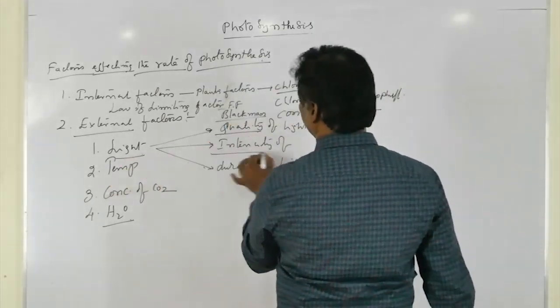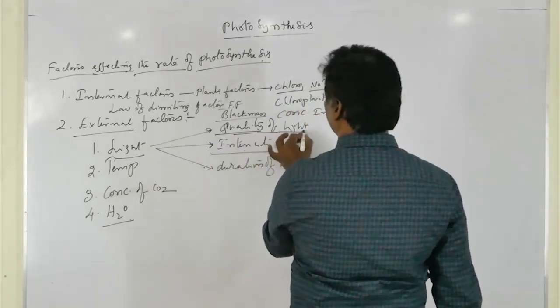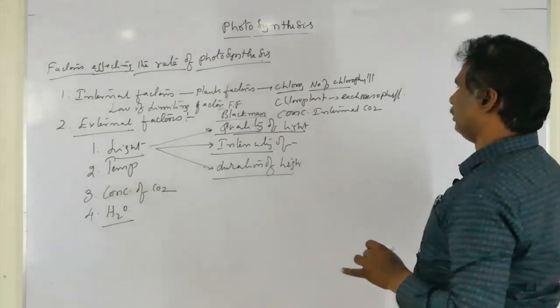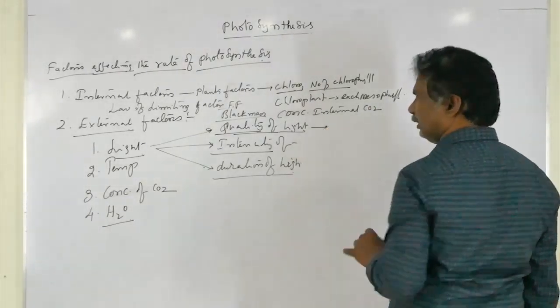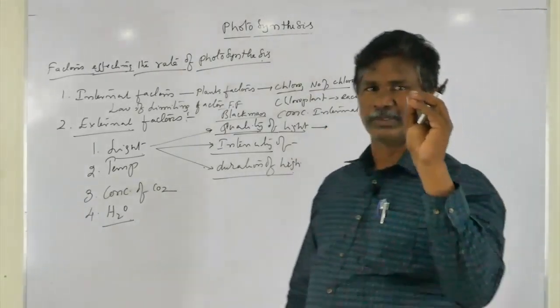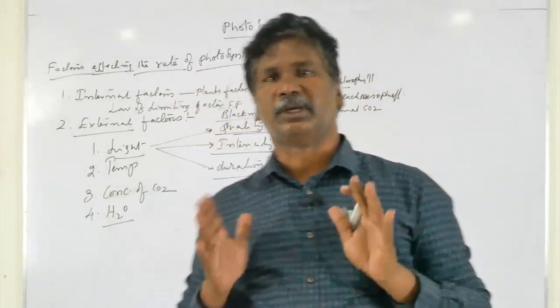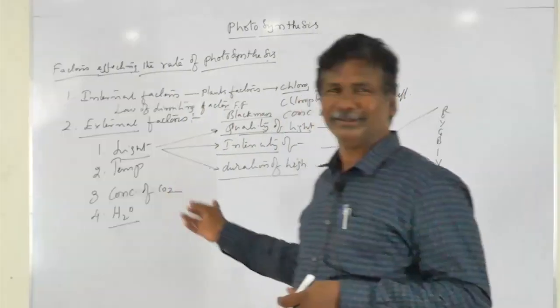So first, intensity of light, quality of light, and duration of light. First of all, let us look at the quality of light. Photosynthesis takes place only in visible light.